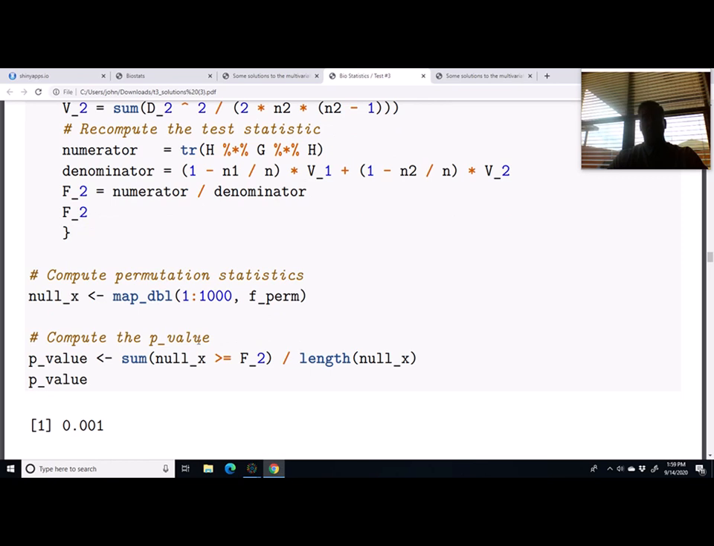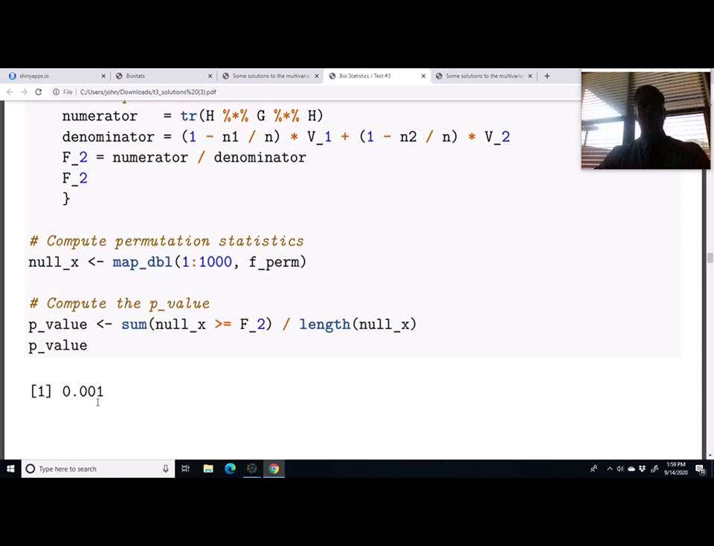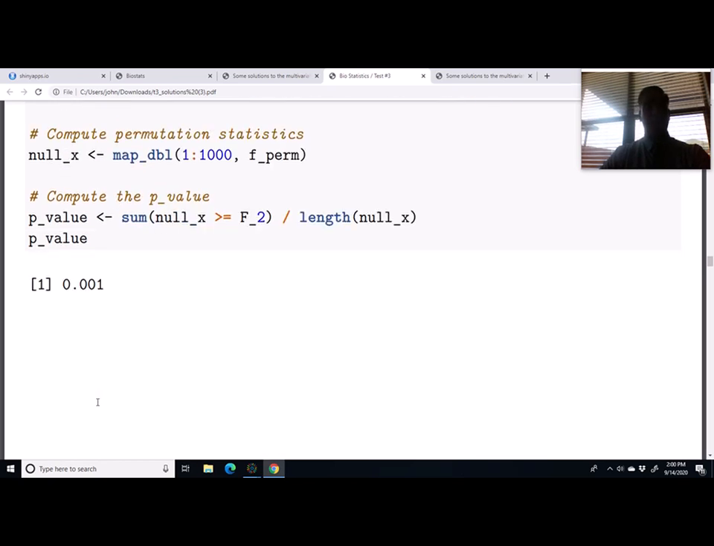And then we can do that 1,000 times. So I'm using map double, which allows you to map a function onto a vector and return a vector. And then I can look at the p-value as being the sum of how many times the null x was greater than or equal to F2, and then I divide by the length of null x, and I see that only happened one time. So out of 1,000 random permutations, we only observed one time being bigger than our observed test statistic, and so that's our p-value, 0.001. Right?